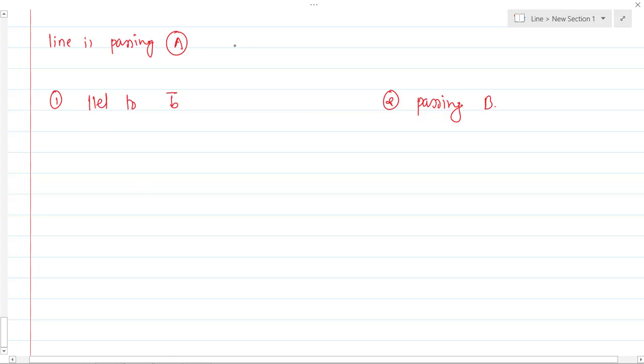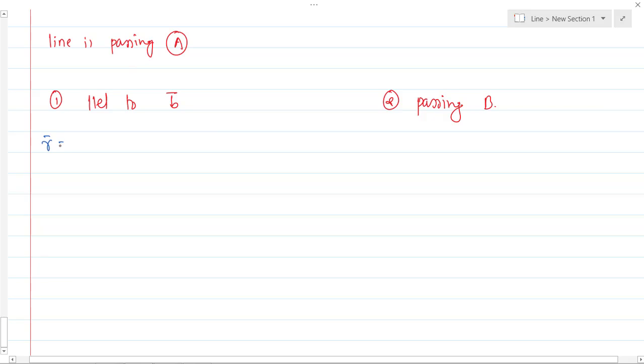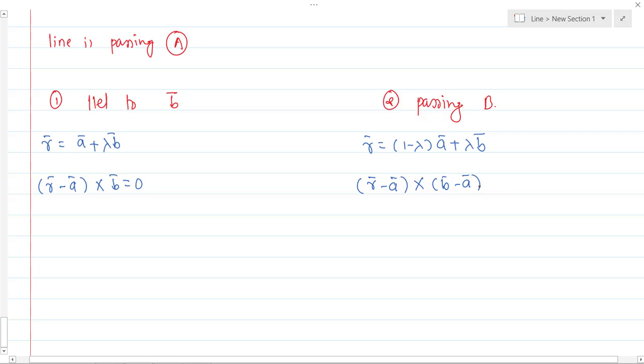So let's have all these equations of line. So in the first case, the equation of line is what? It is r bar is equals to a bar plus lambda b bar. And what about here? We have r bar is equals to 1 minus lambda a bar plus lambda b bar. What is non-parametric equation? Or you can have is r bar minus a bar cross b bar equals to 0. And what about here? r bar minus a bar cross b bar minus a bar equals to 0. It is a non-parametric.